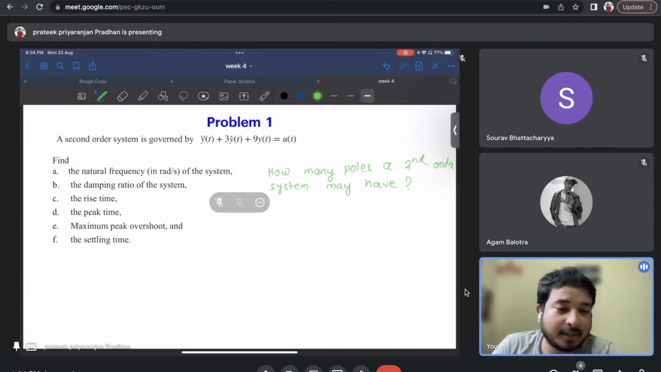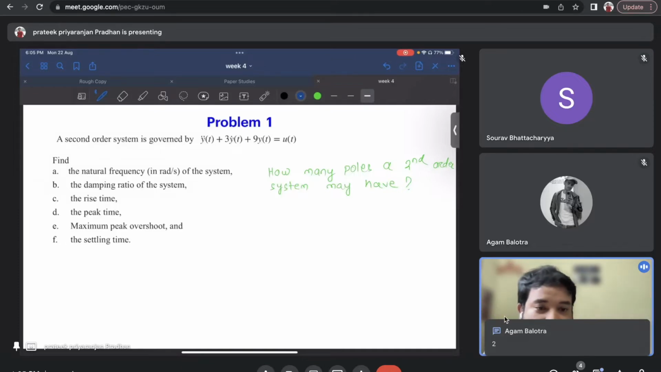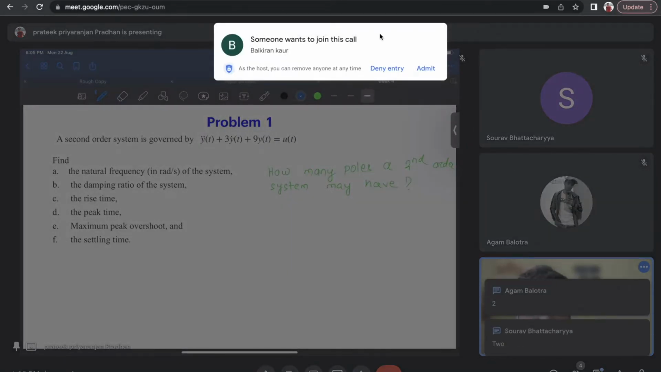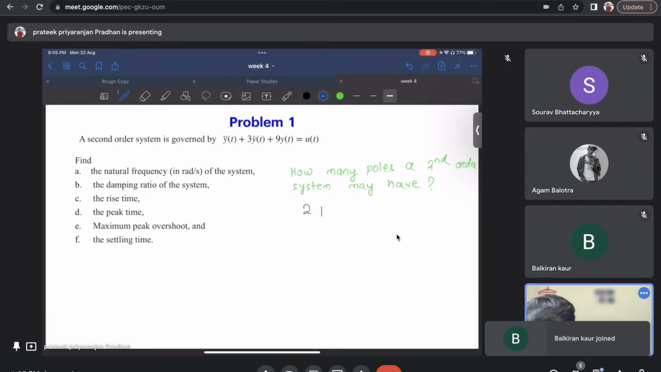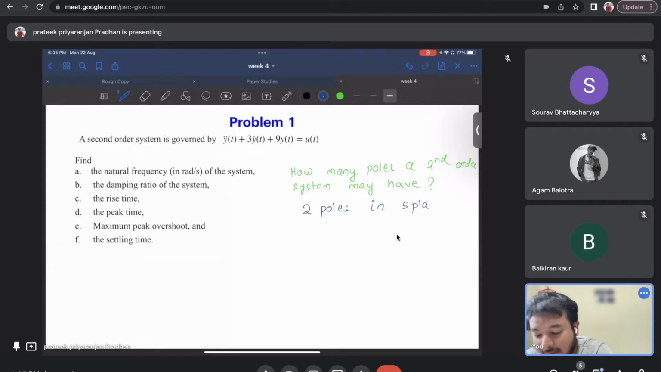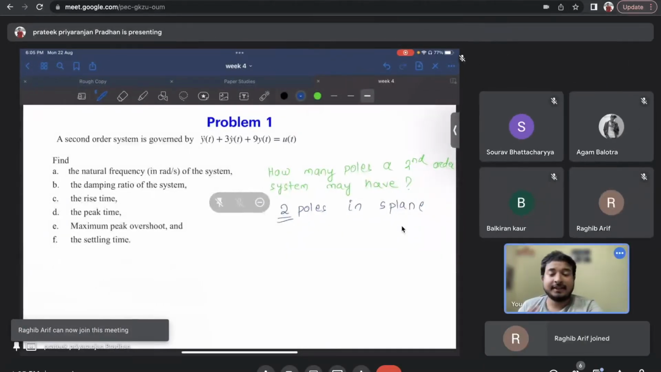Agam or Saurabh, anyone in the chat? Okay, so I'll answer this. Agam says two. It's correct. A second order system generally has two poles in the S plane. If it's a third order or fourth order system, the number of poles will depend accordingly.